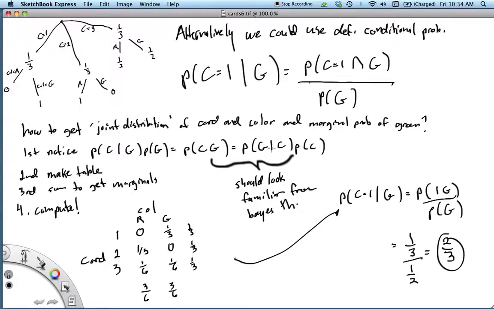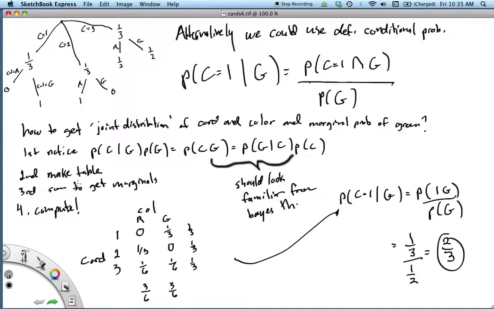And this, again, is just multiplying along the branches of our tree diagram. So red and card 1, we would get 1 times 0, which is 0. Green and card 1, 1/3 times 1 is 1/3, and so forth. And you can complete this table. And what you're looking at right here, oops, that was a really bad square. Pretend that didn't happen. This piece right here is what's called the joint distribution of red and green.